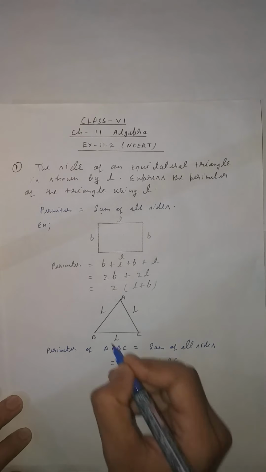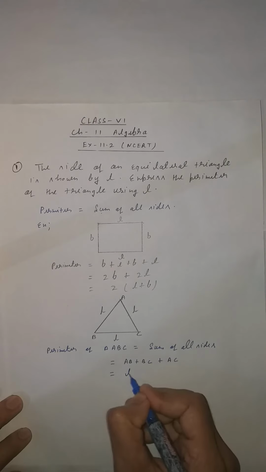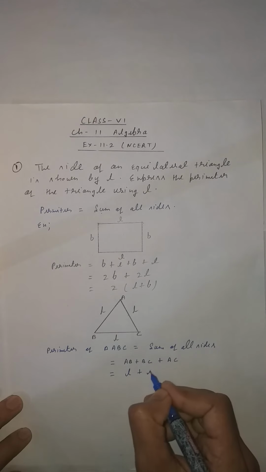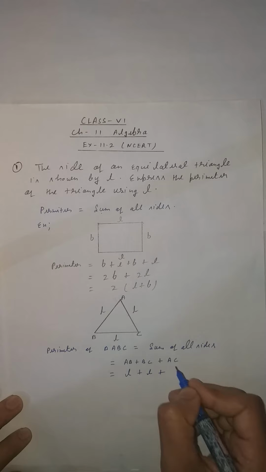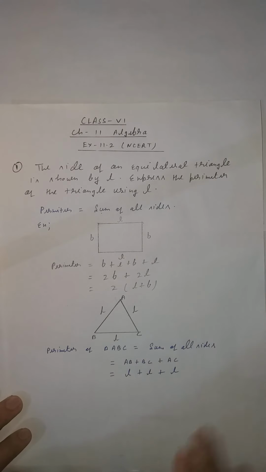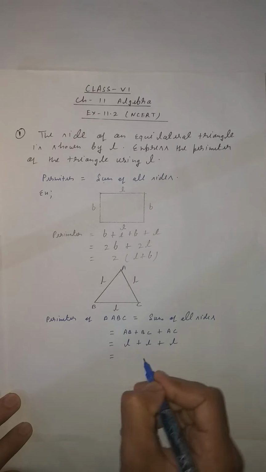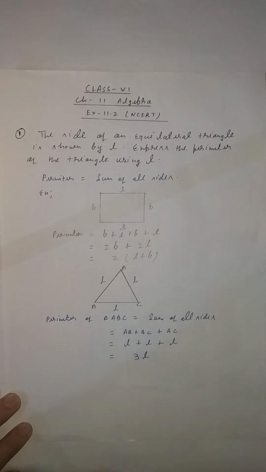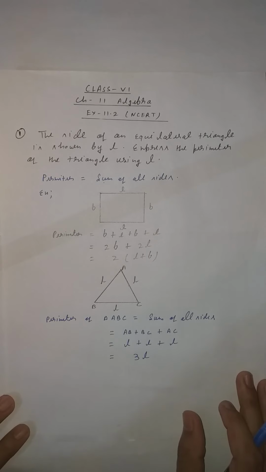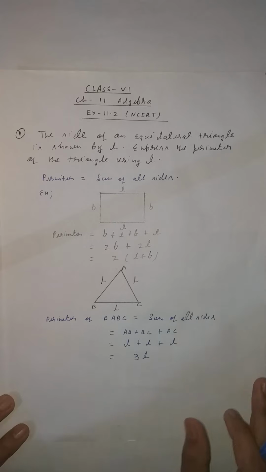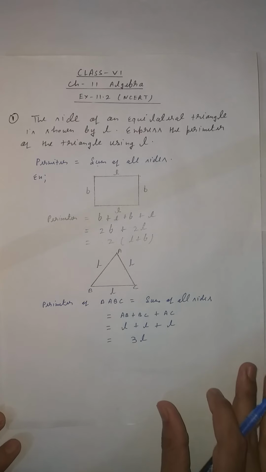Now, what is the value of AB, student? You can say AB is L, write down L. BC is also L, write down L. AC is also L, write down L. Now it will become L plus L plus L. How many L? 3L. So you can write down 3L is the perimeter of the triangle. So if you have to find out perimeter of any diagram, you have to add all the sides. Now I think this question is clear.